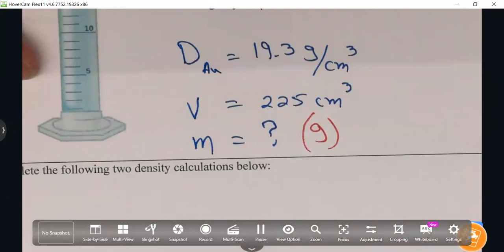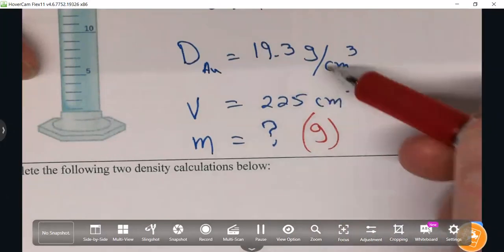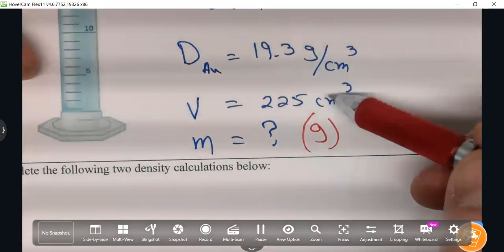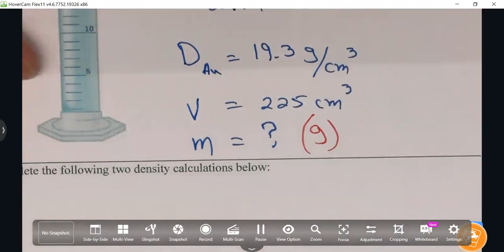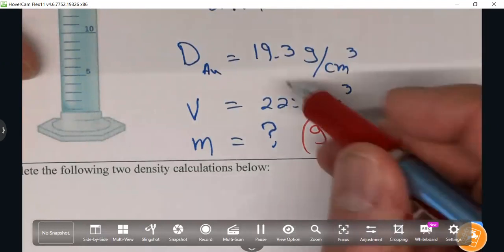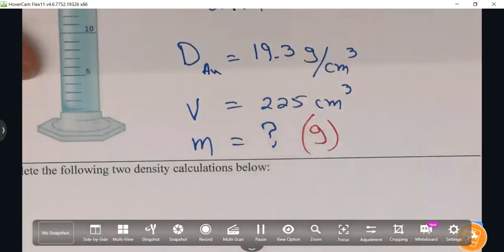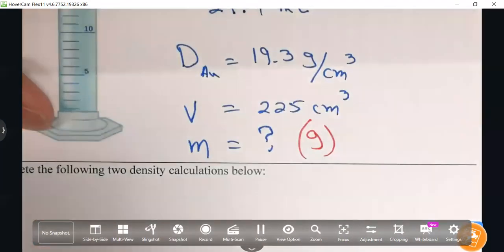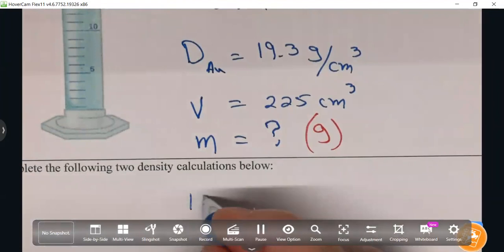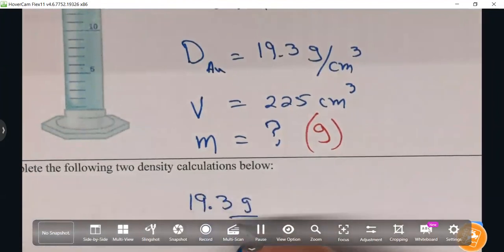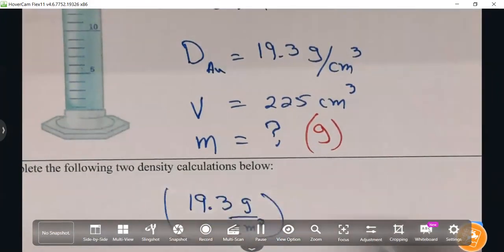So the first thing I would do is you look at the units. Are you going to add or subtract to find the answer? No, why not? Because the units don't match, right? So the very first thing I would do is I try to just throw those together and multiply. So if I threw those together, I would have 19.3 grams per cubic centimeter.